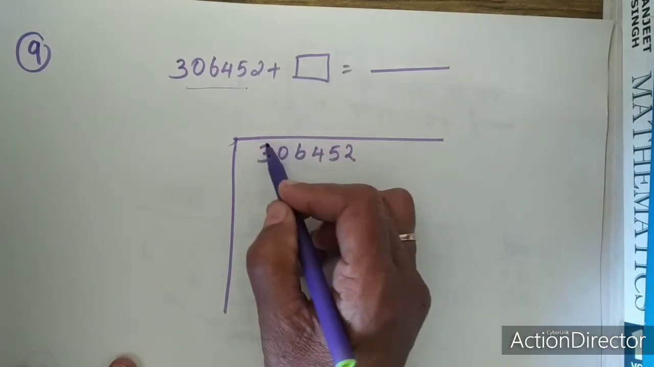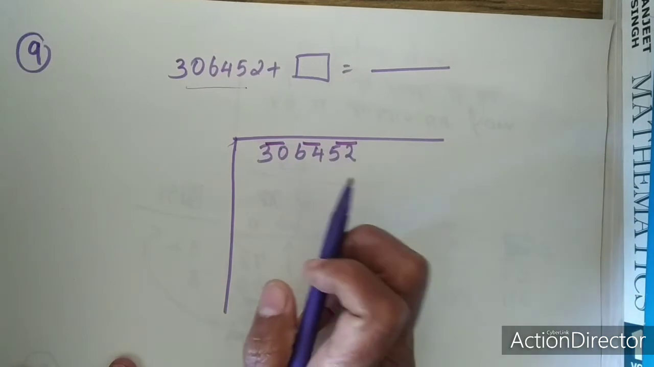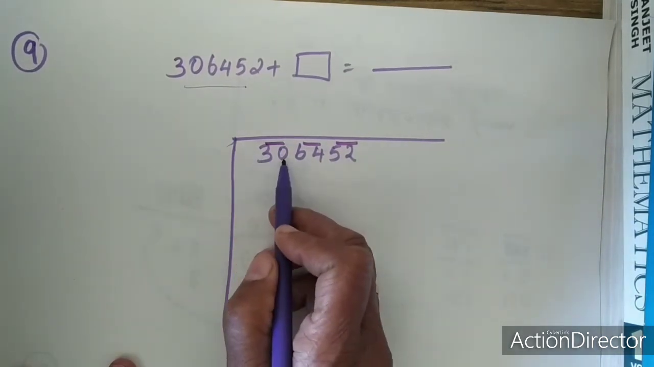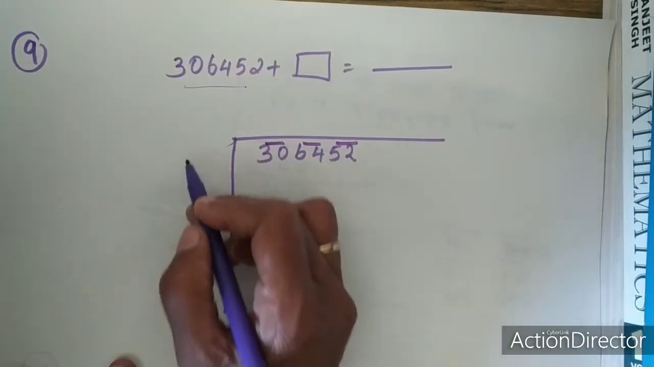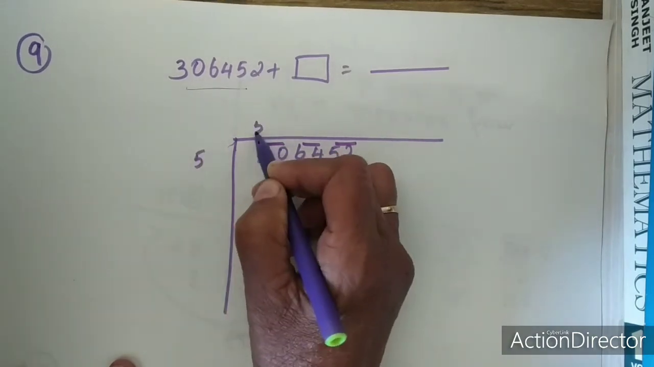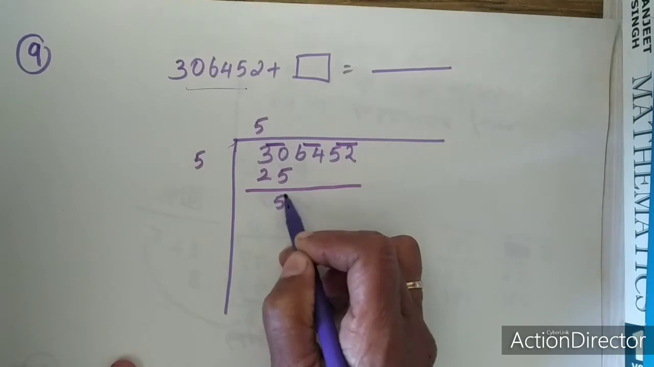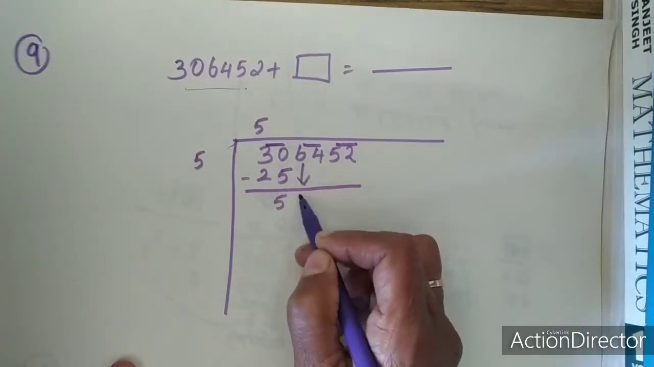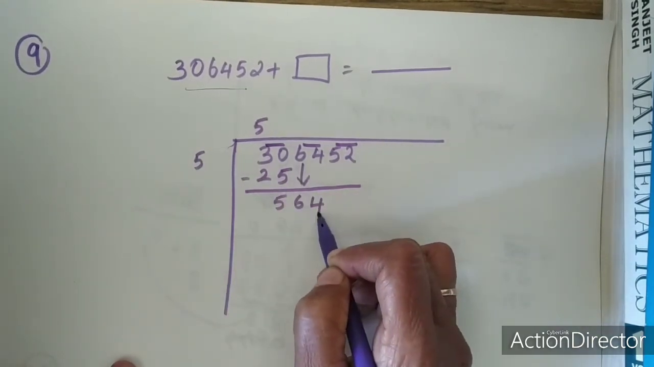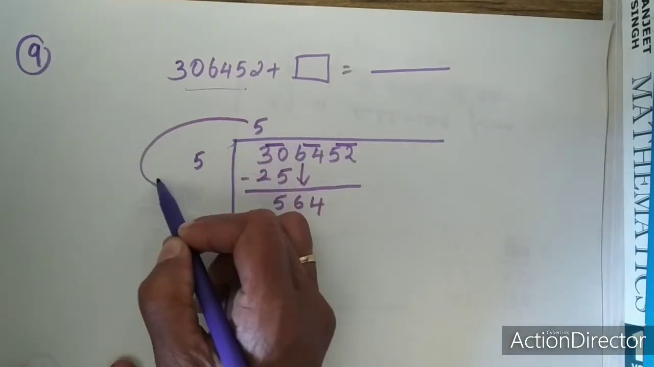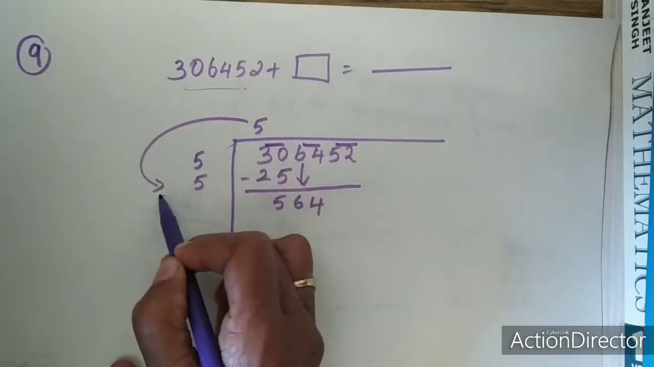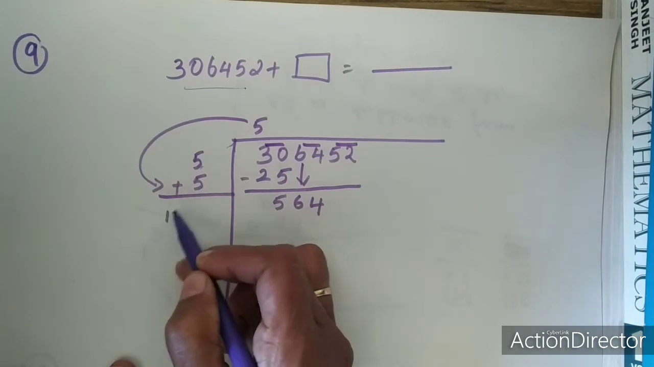First step is to group the numbers. Least perfect square number less than 30. So now it's 5, 5 fives are 25. So after subtraction I am getting 5. Drop down the next two numbers. It is 64. Next add 5 to this number, the divisor. So 5 plus 5 is 10.